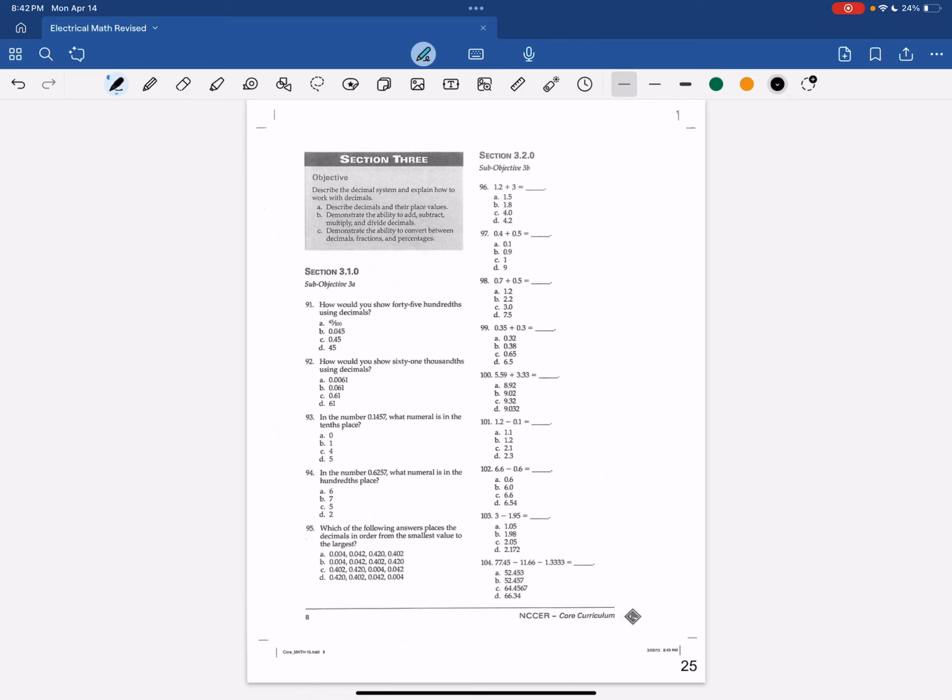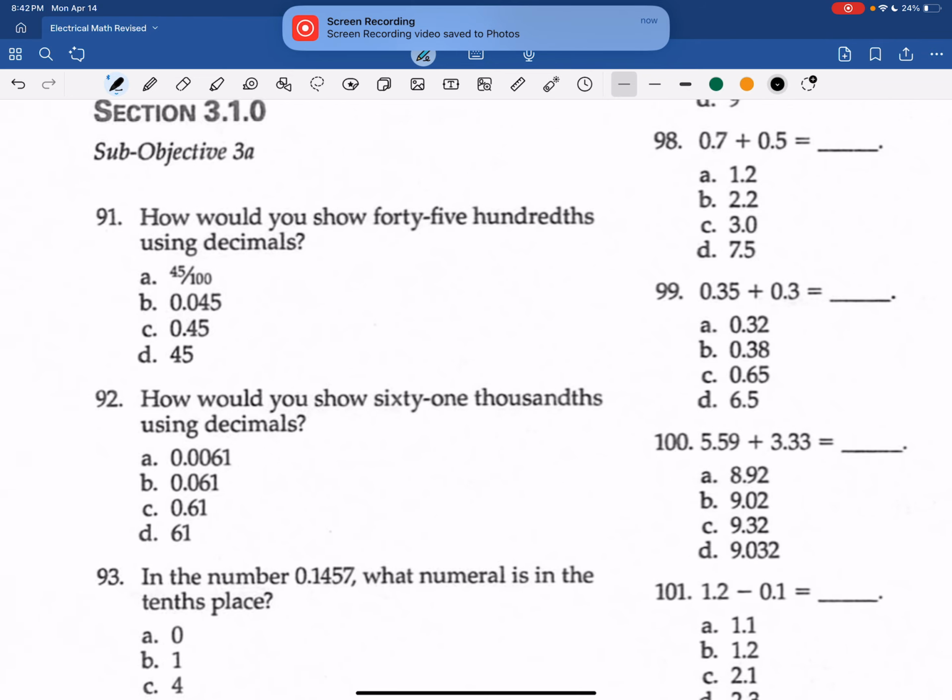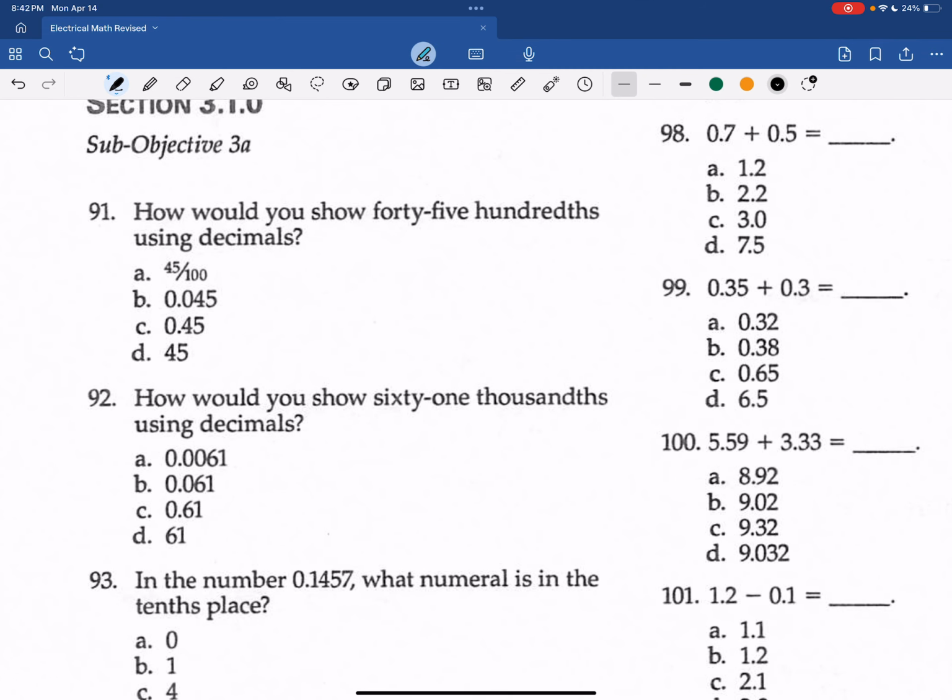Page 25. How would you show 45 hundredths using decimals? Well, I know that hundredths is 2 places. So I would use my leader, my decimal, with 2 places. 45 hundredths.